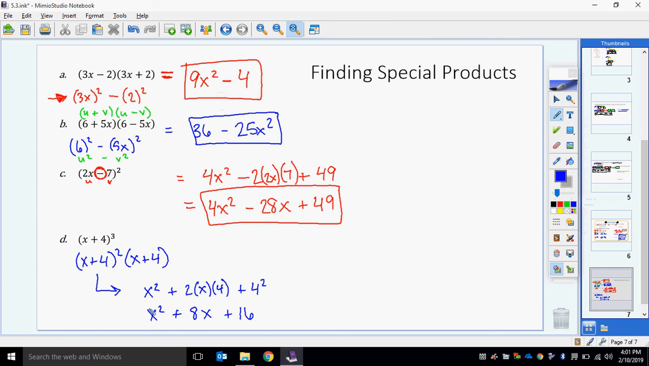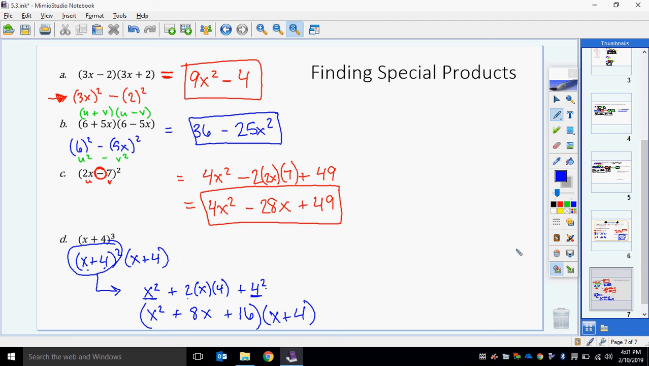Okay, hopefully you got x squared plus 8x plus 16. Okay, so what do you do when you're taking a binomial and you're squaring it? You square the first term, you square the second term, and in the middle you write 2 times the x times the 4, so that would give you 8x. And 4 squared is 16. Okay, so you just took care of that part, and you got this. But you still have to take it times the other x plus 4.